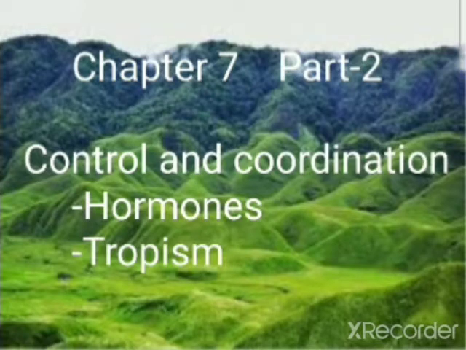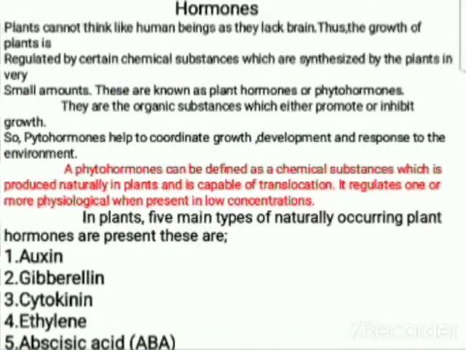So in chapter 7 part 2, we will be discussing hormones and tropism. Hormones. Plants cannot think like human beings as they lack a brain. Thus the growth of plants is regulated by certain chemical substances which are synthesized by the plants in very small amounts. These are known as plant hormones or phytohormones.